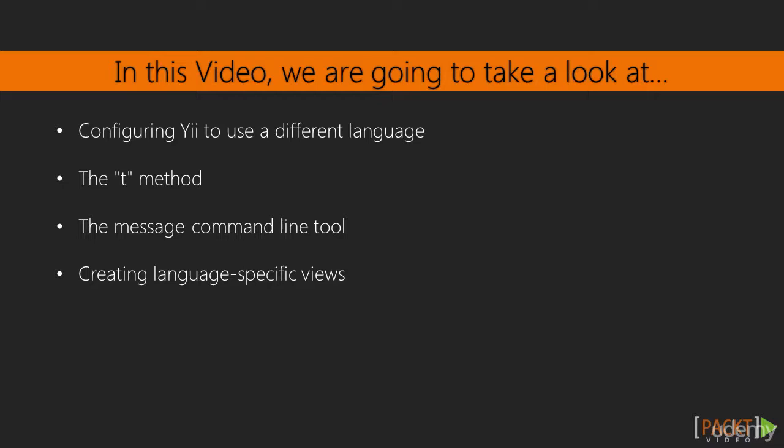Then, we'll use the application's T method to tell Yii which blocks of text to translate. Next, we'll use the message command line tool to generate our translation files. Finally, we'll create a language-specific view, because sometimes it's just easier to simply translate an entire page rather than individual blocks of text.